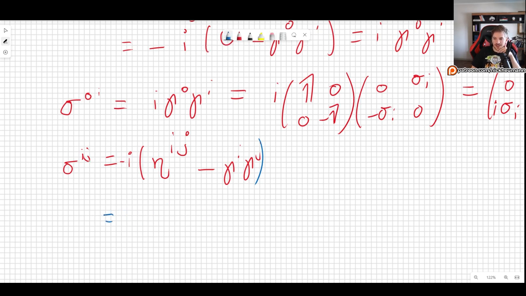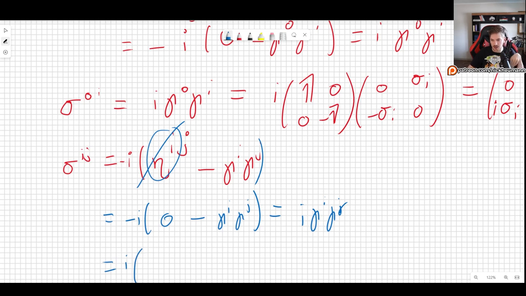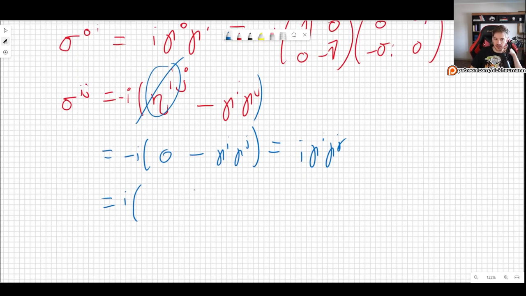Okay. So this is valid for I different from j. I mean, it's valid for I equal to j too, but now we go to the I different from j case. In that case, we have minus I, and this thing will be 0. So 0, minus gamma I gamma j. So again, I gamma I gamma j. Here we simply plug in what it is. So I times, and now we have the Pauli matrices: (0, sigma I; minus sigma I, 0) times (0, sigma j; minus sigma j, 0).